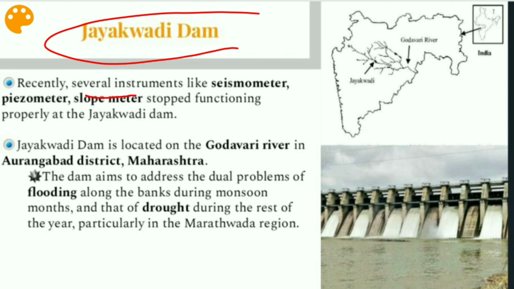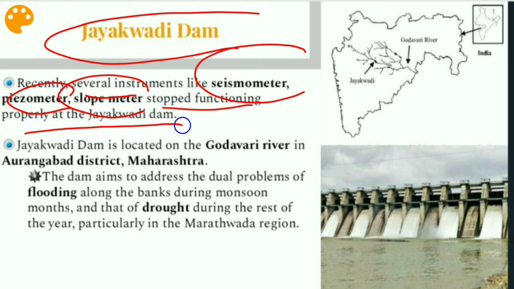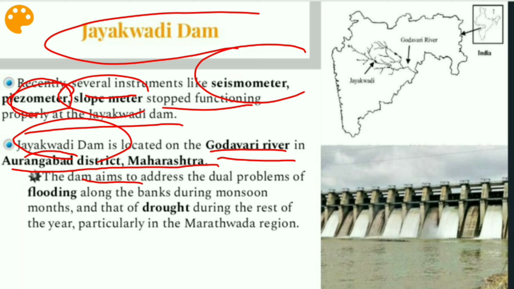Recently several instruments like the seismometer, piezometer and slope meter stopped functioning properly at the Jayakwadi Dam. The piezometer can be asked in the science and technology topic, and it is especially related to dam measurement. Jayakwadi Dam is located on the Godavari River in Aurangabad district of Maharashtra. This is very important. The dam aims to address the dual problems of flooding along the banks during monsoon months and of drought during the rest of the year, particularly in the Marathwada region.